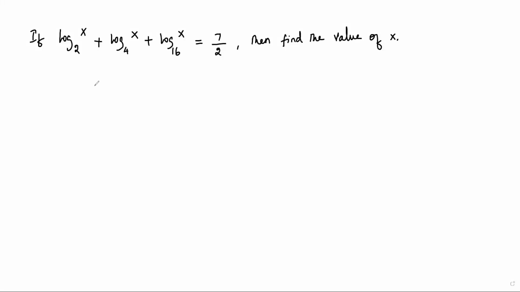If log x to the base 2 plus log x to the base 4 plus log x to the base 16 is equal to 7 over 2, then find the value of x. So we have to solve for x in this equation. That is, we have to find the value of x. Okay, let me rewrite the given equation.